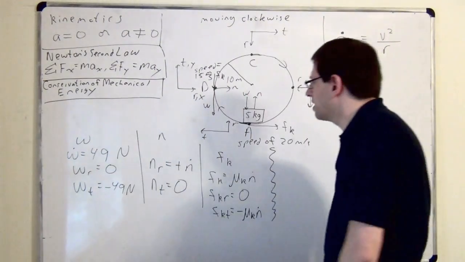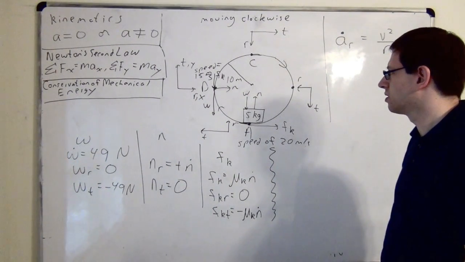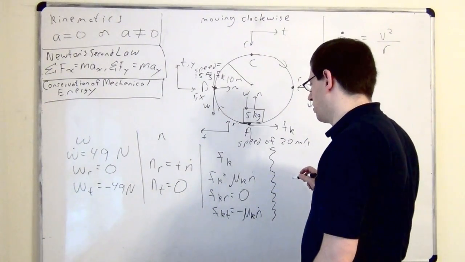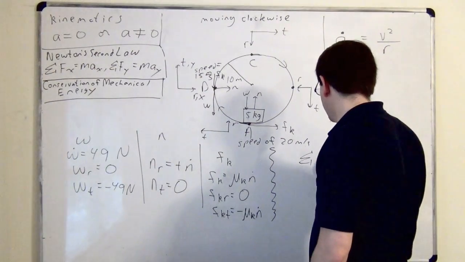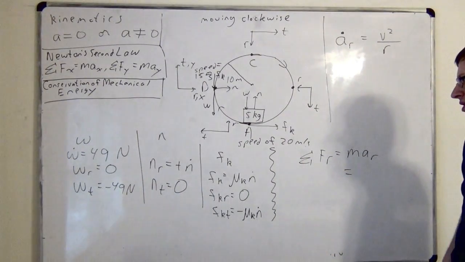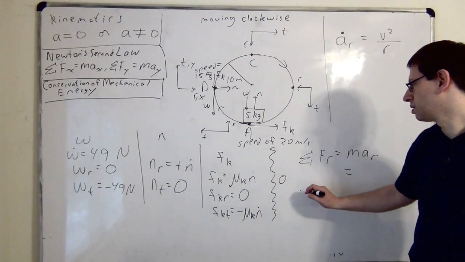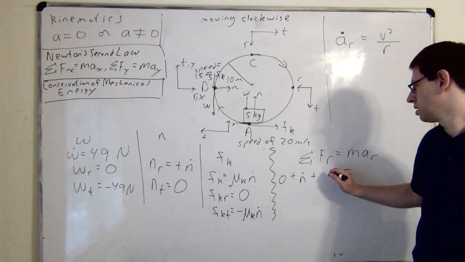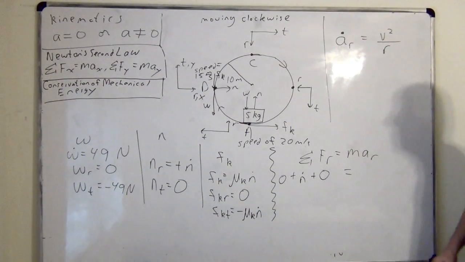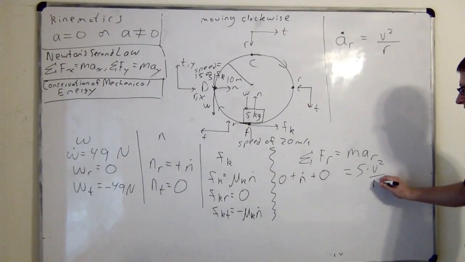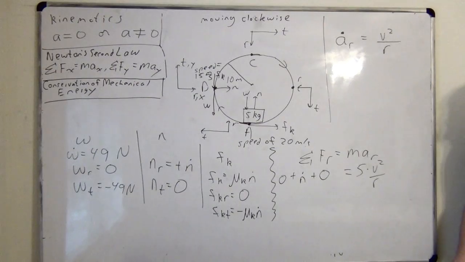Good. Okay, so what component do we usually focus on? The radial component. Good. So for our radial component, we have the sum of the forces radial equals m a radial. What would we write down on the left-hand side? The left-hand side is going to be 0 plus N plus 0. And how about over here? Equals 5 times v squared over r. We can't forget to plug in a radial, v squared over r.